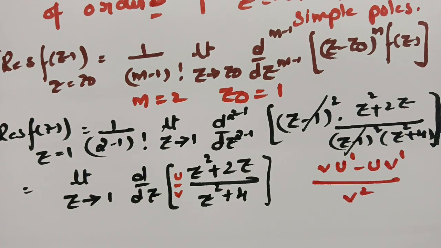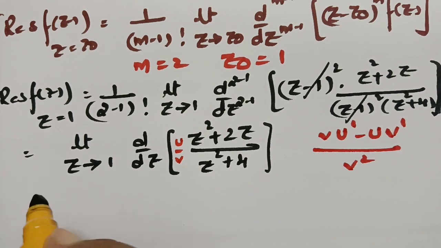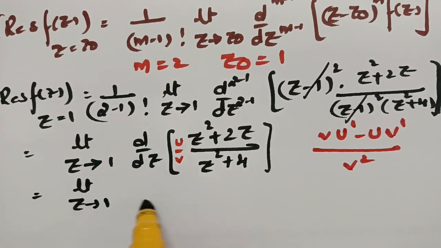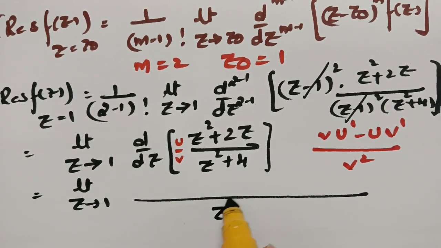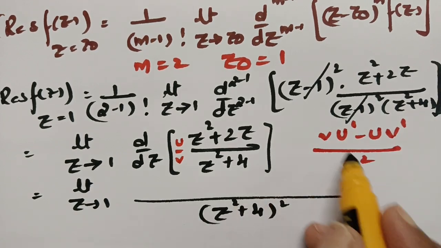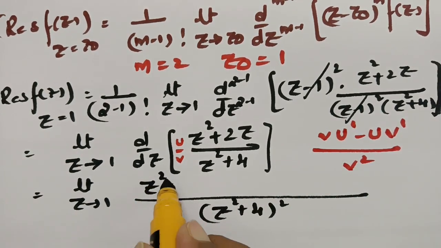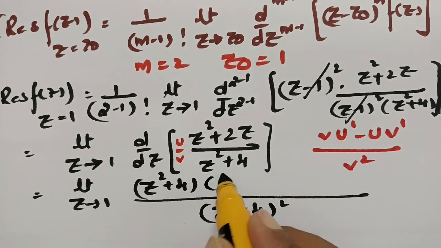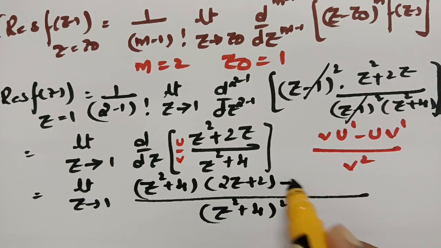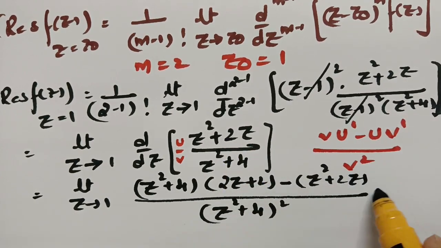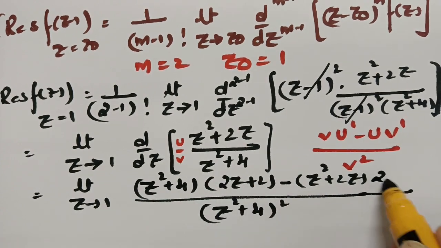So I am doing the same thing and substituting z value as 1. This is limit z tends to 1 of the derivative. So I have to make v square in the denominator, and I am leaving v, that is z square plus 4, and I take the derivative for u, that is 2z plus 2, minus u, I am leaving here, that is z square plus 2z, and for v I am taking the derivative as 2z.